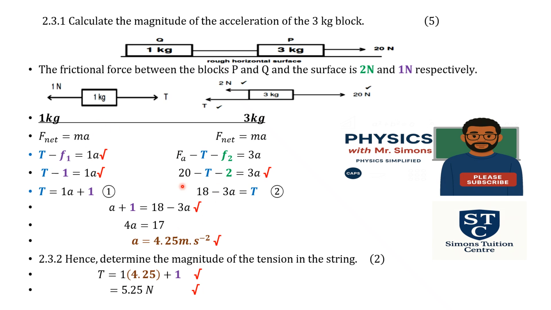Now 2.3.2, they use the word hence, meaning whatever I found there, I'm going to use it to solve here. Hence, determine the magnitude of the tension in the string. I can use this tension equation or that tension equation. I went for the easier one. So 1 times A, which is 4,25, plus 1. 4,25 plus 1 gives me 5,25 newtons. So 1 mark for substitution and 1 mark for the correct answer.